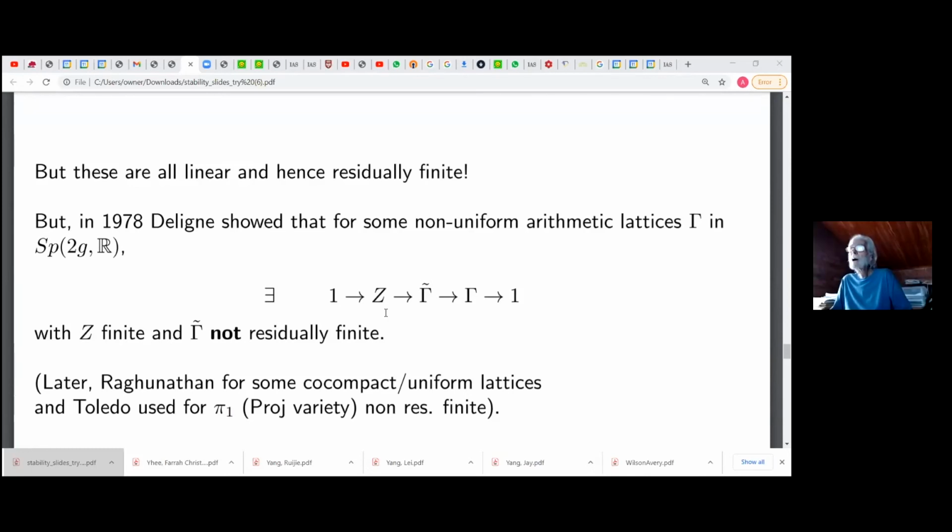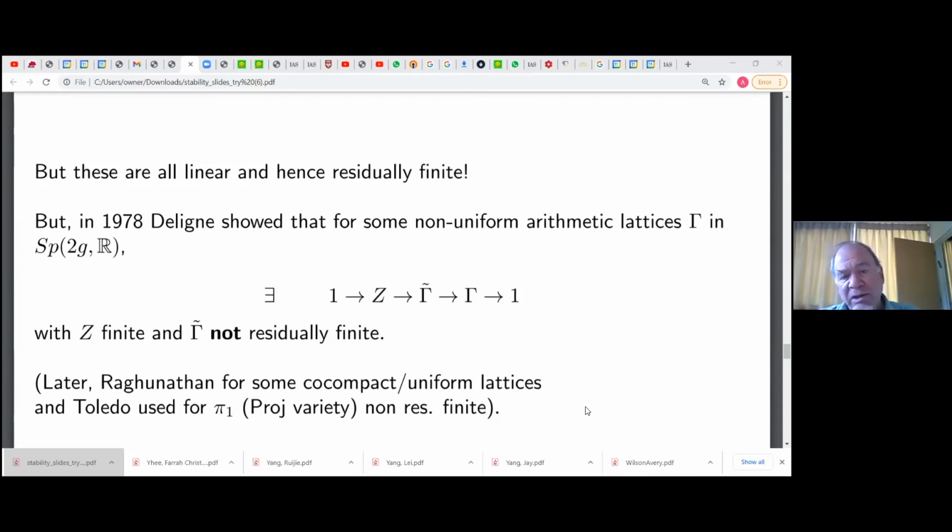If it may ring a bell to some of you, later on Raghunathan showed how to construct examples like that which are co-compact, and later on this became famous by the work of Toledo, who used it to solve a problem in algebraic geometry, showing that the fundamental group pi1 of some projective varieties need not be residually finite. So anyway, that's the little history.